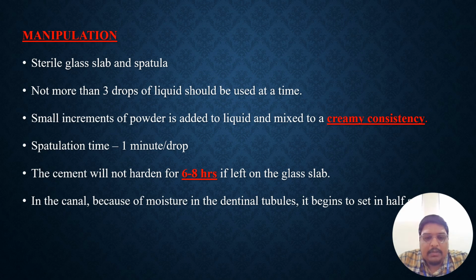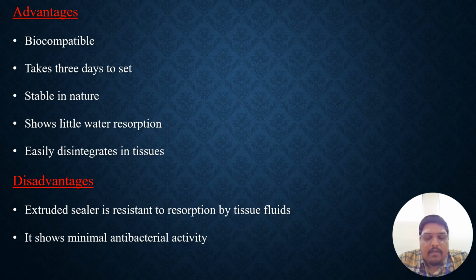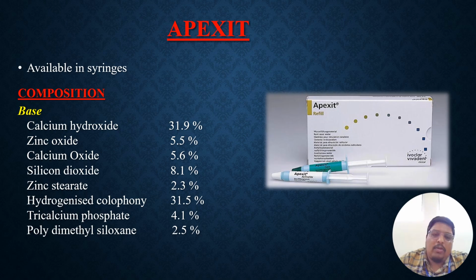Manipulation: use a sterile glass slab and spatula, and not more than 3 drops of liquid should be used at a time. Small increments of powder are added to the liquid and mixed, and the cement will harden in 6 to 8 hours if left on the glass slab. Advantages: biocompatible, takes 3 days to set, stable in nature, shows little water absorption, and disintegrates early in the tissues. Disadvantage: extruded sealer is resistant to resorption by tissue fluid and shows minimal antimicrobial activity.